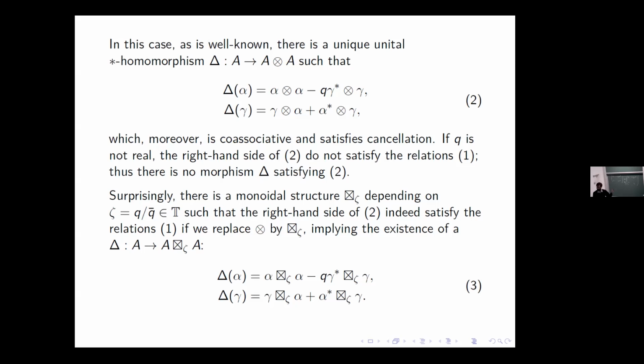Yes, so it is a star homomorphism, but Q is not real, so you would have Q bar appearing. It would not cancel out with each other. So that is why we need this adjustment. So this is zeta, where zeta is Q over Q bar. If Q is real, then zeta is 1 and it reduces to the usual tensor product.